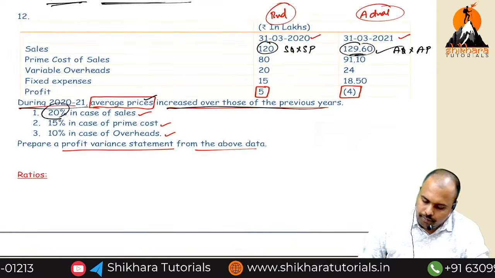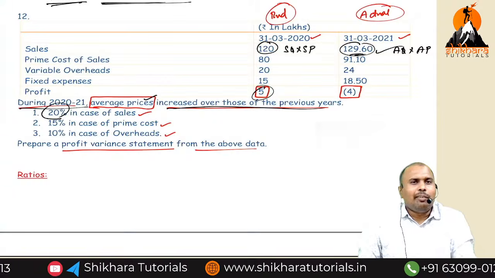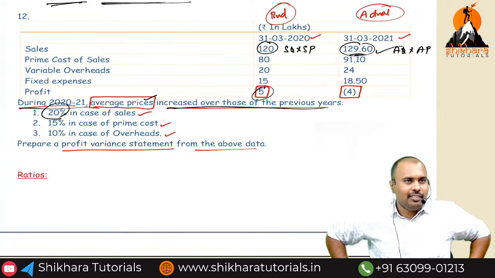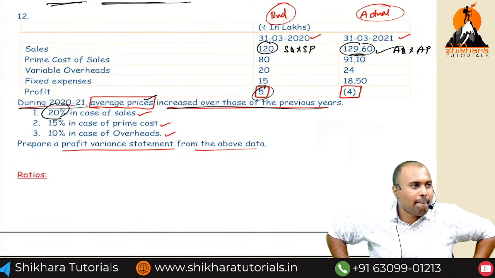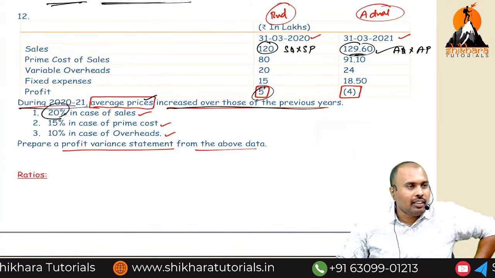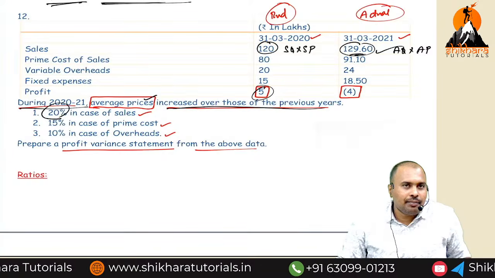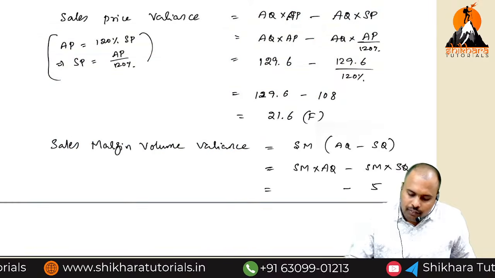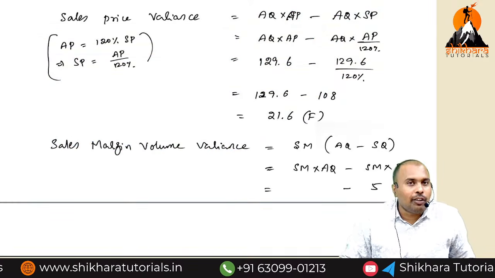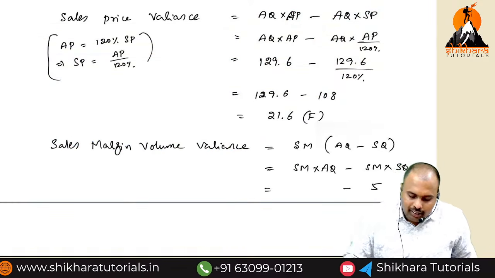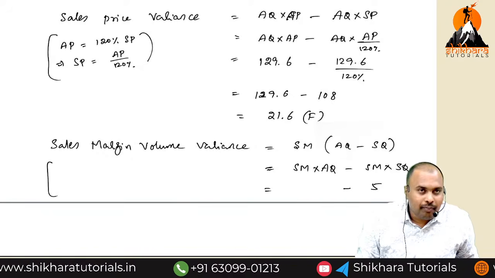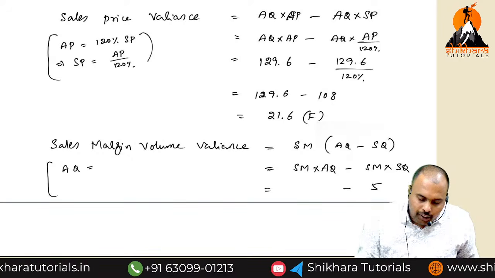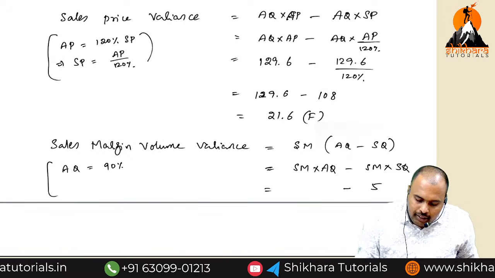Why? Sir, standard margin into standard quantity is nothing but standard profit, right? What is my profit actually? 5 rupees. Understood? Now, what about standard margin for actual quantity? Now, listen. AQ is equal to 90% of SQ.